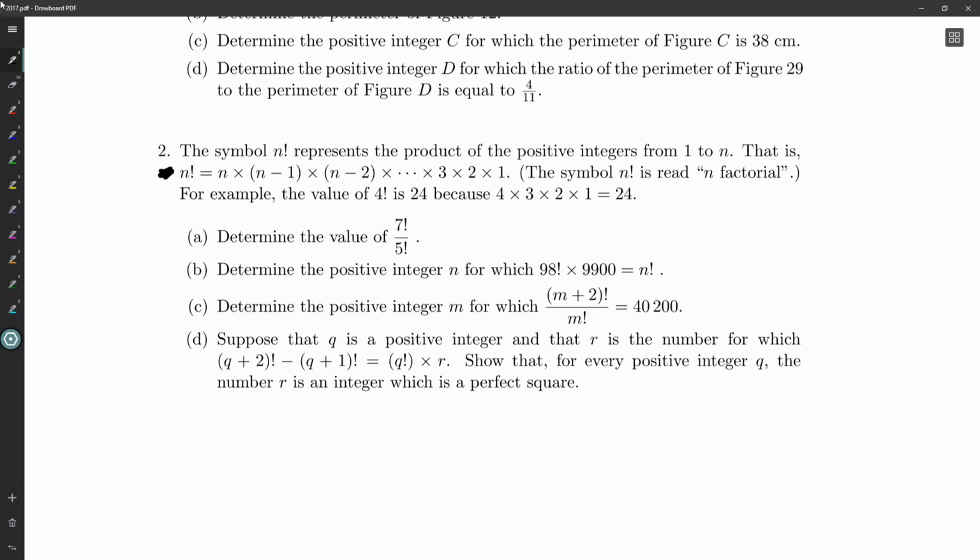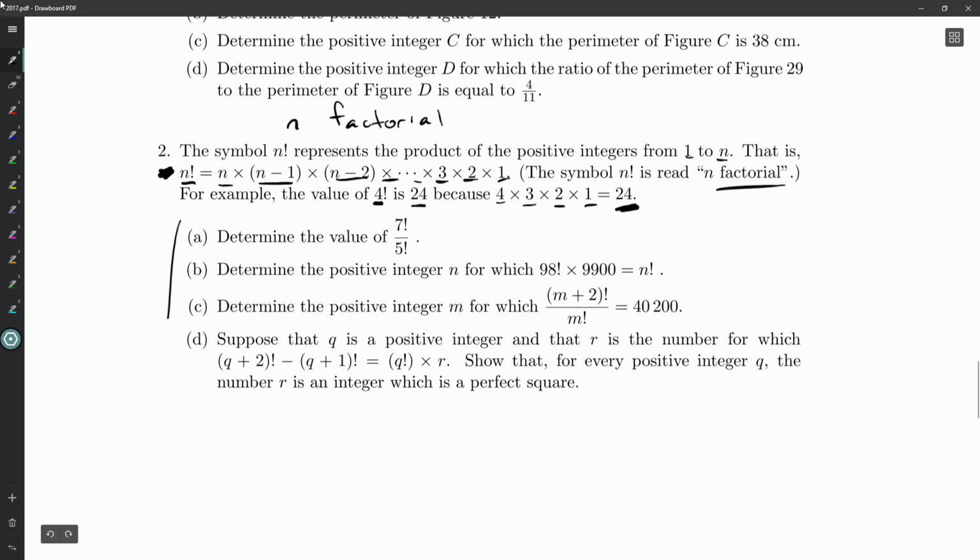We take a look at question B2 on our 2017 intermediate paper. The symbol n with an exclamation mark is pronounced n factorial. They even say that down here. It represents the product of the positive integers from 1 to n. So here's a nice little expression for it. n factorial is n times n minus 1 times n minus 2 times n minus 3, all the way down to times 4 times 3 times 2 times 1. So for example, 4 factorial has a value of 24, because 4 times 3 times 2 times 1, you just count down, you multiply them all out, is 24.